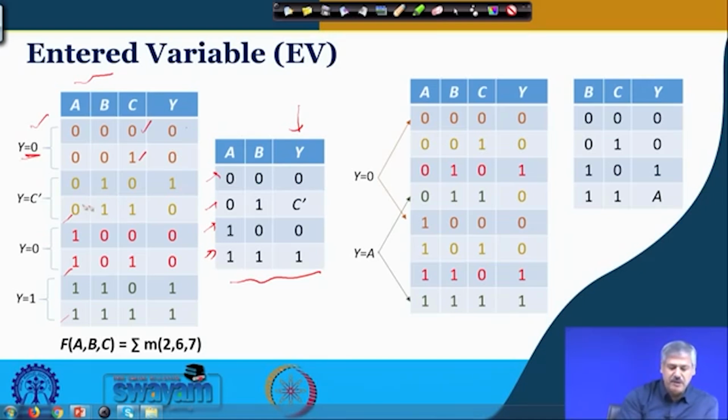In this case, what is happening? If C is 0, y is 1. If C is 1, y is equal to 0.